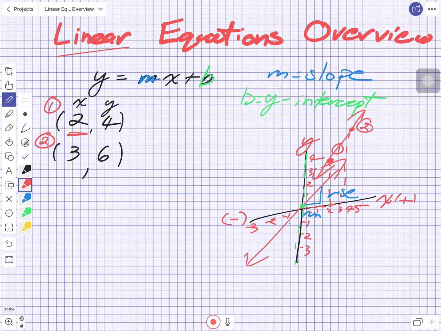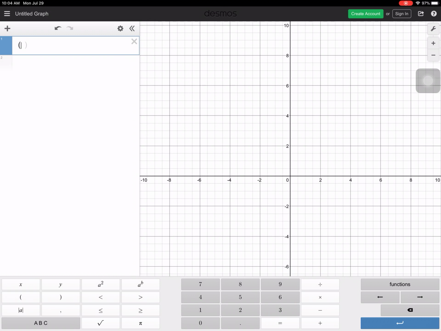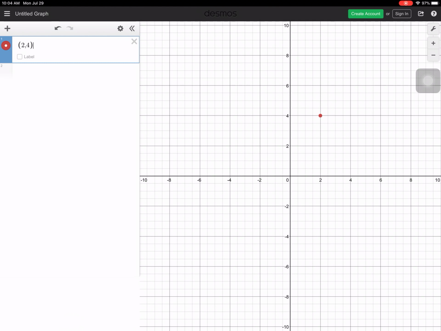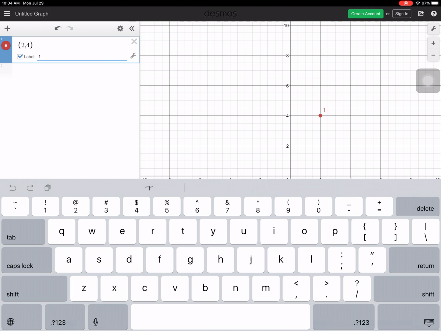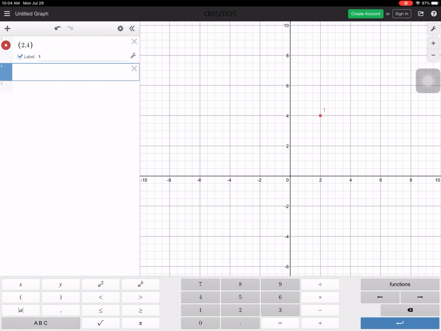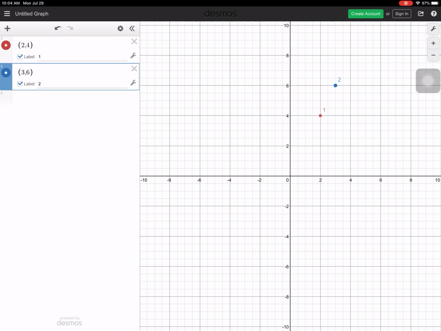Now, this is really, really messy. It's going to be very difficult to deal with stuff here. So what we're going to do is let's jump over to Desmos. We can write those 2 coordinates again. So we said 2, 4. Okay, so they've given us a point. There's 2, 4. Give it a label. We'll call it number 1. So we know that's our first coordinate. And then we said 3 and 6. We'll call this the second coordinate, okay? So we have our 2 points.